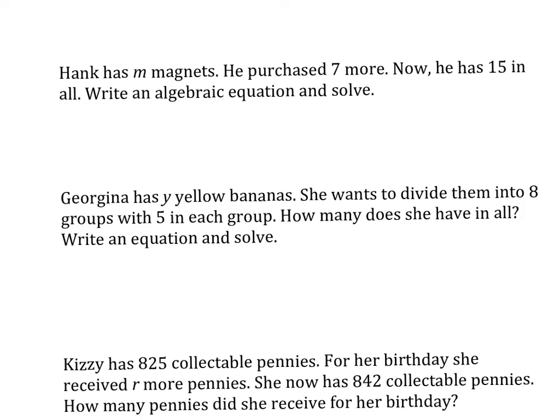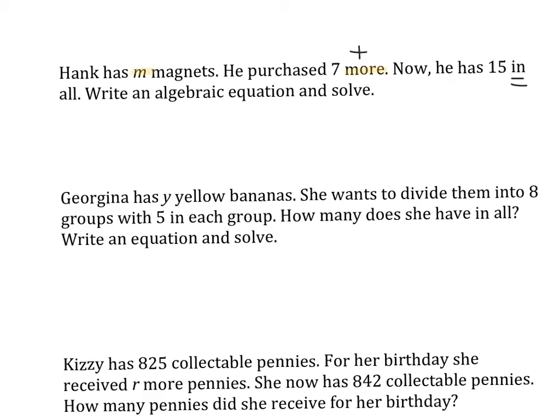Okay, so I'm gonna highlight things that are gonna be important. He has M magnets. He purchased 7 more. Okay, more means addition. So I'm gonna put a little plus sign there that will help me out. Now he has 15 magnets in all. Okay, in all usually means equals. So with this in all, I'm gonna put an equals there.